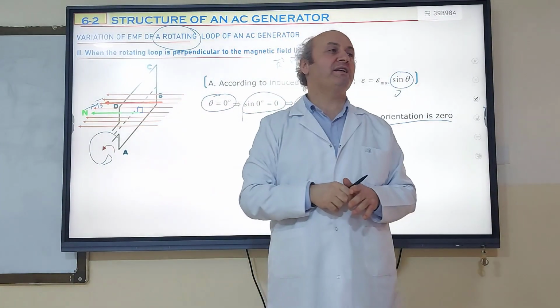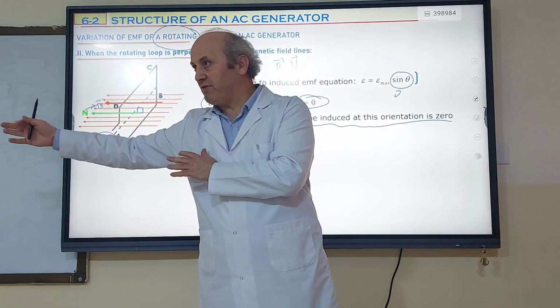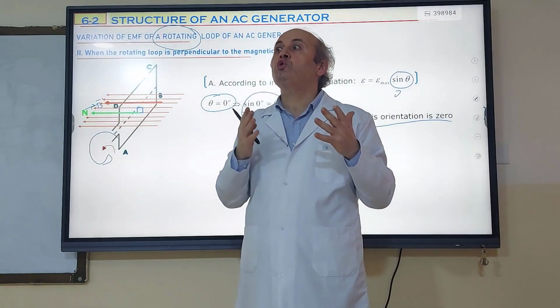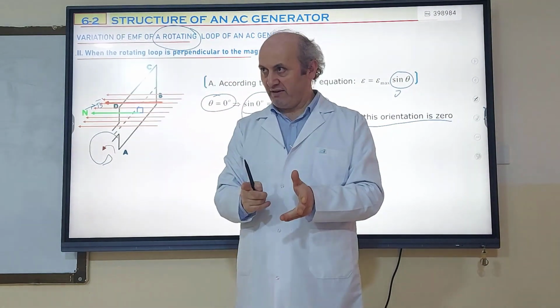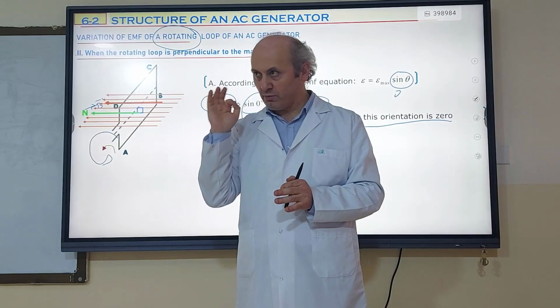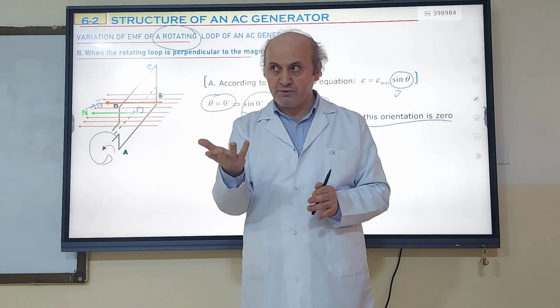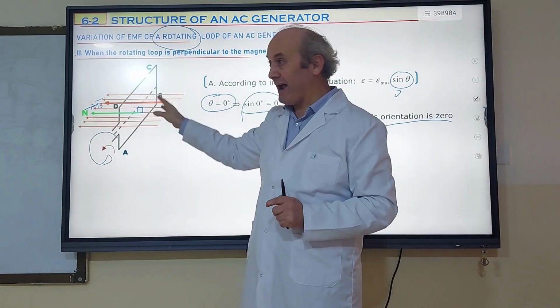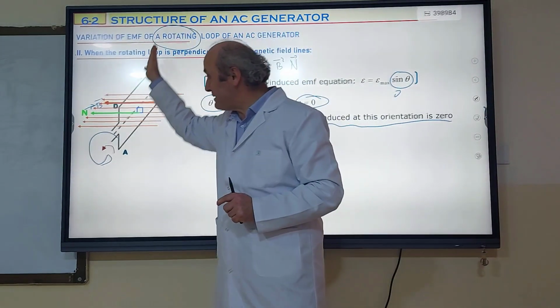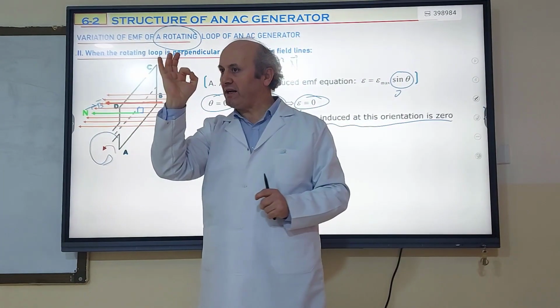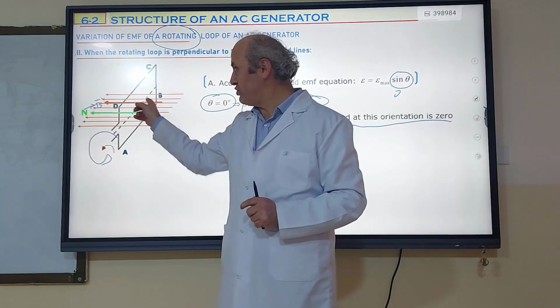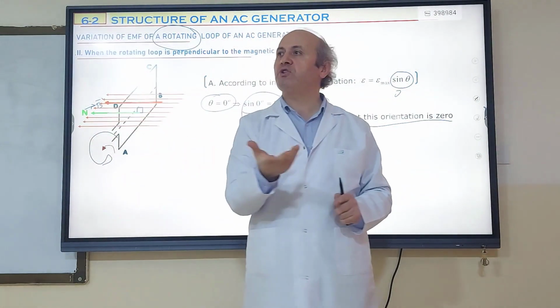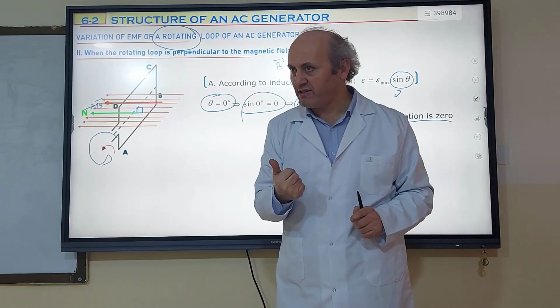If you are taking a loop from outside of a magnetic field to inside, you shouldn't hold it parallel to magnetic field lines. Otherwise, magnetic flux change is going to be 0, induced EMF is going to be 0. But here it's different. When you are rotating a loop inside a magnetic field, when it is perpendicular, the rate of change of magnetic flux is 0, that's when induced EMF is 0. When it's parallel, the rate of change of magnetic flux is maximum, induced EMF is maximum.